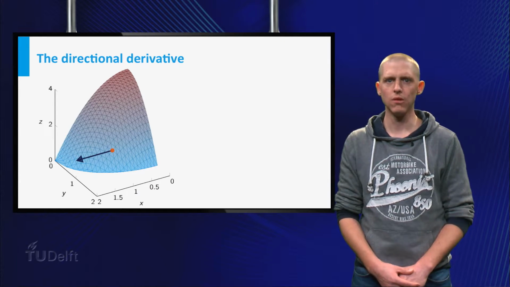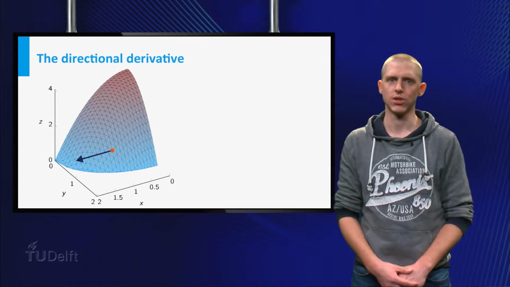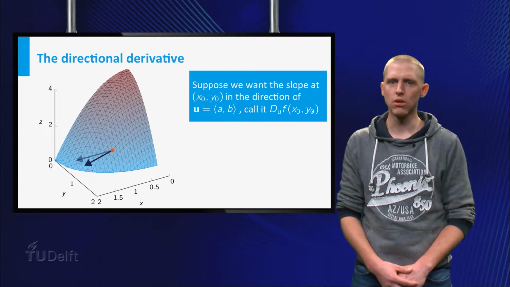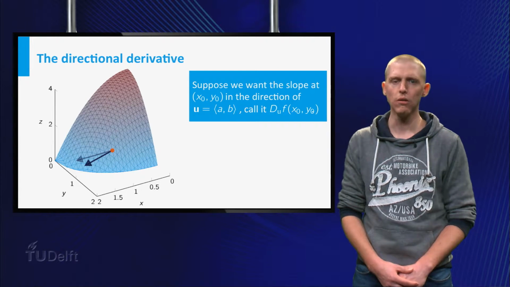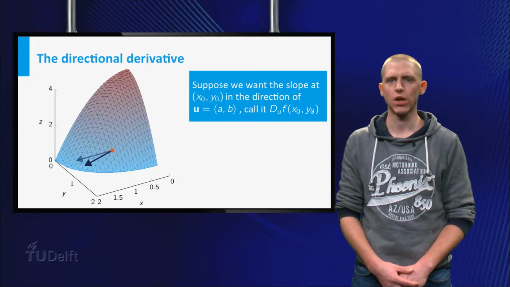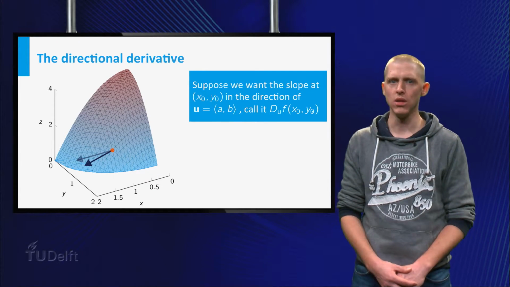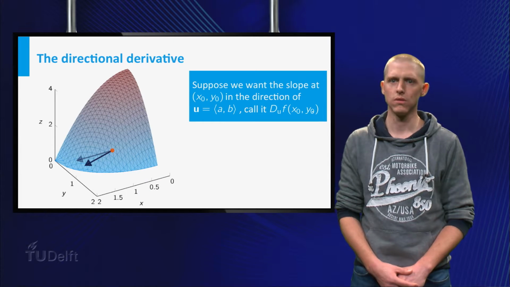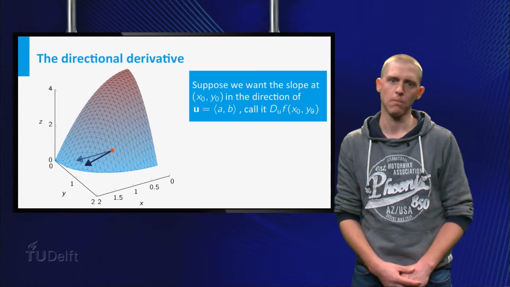What would happen if you instead look at another direction? Consider the slope at the point x0, y0 of a function f of x and y in a different direction. Say u is (a, b), with u a unit vector, and give this slope the name D_u f, the directional derivative of f at x0, y0 in the direction of u.